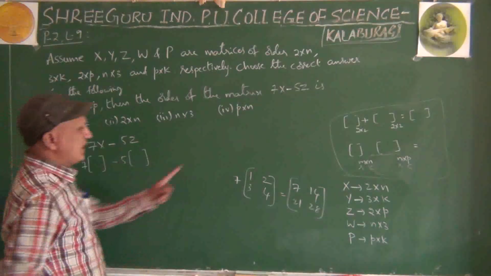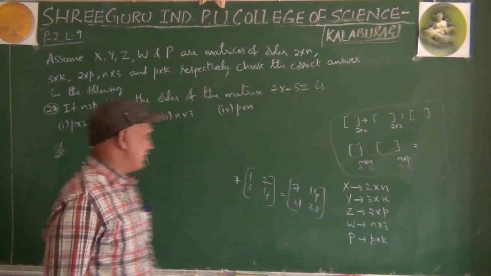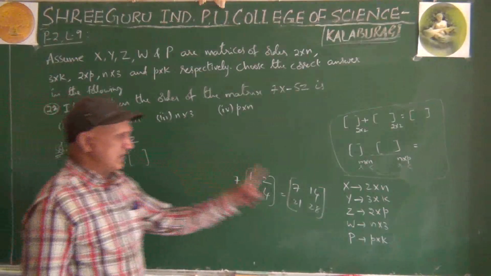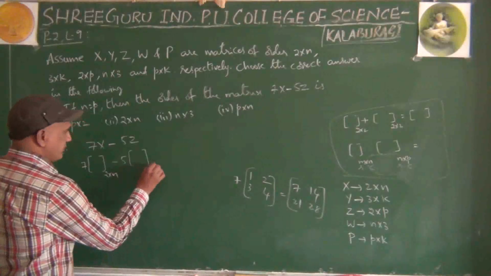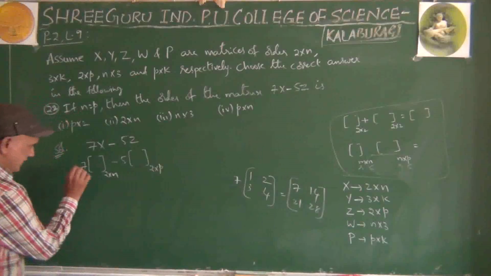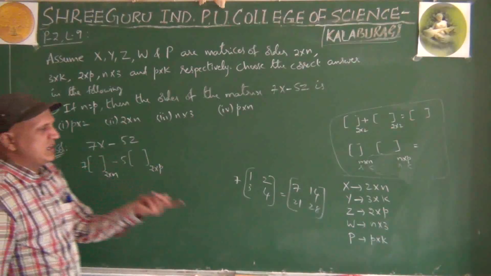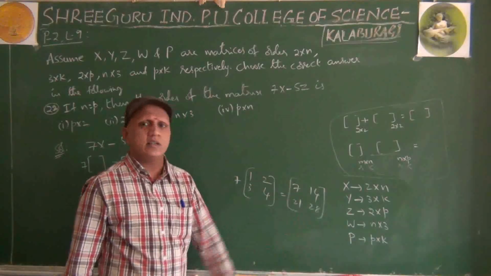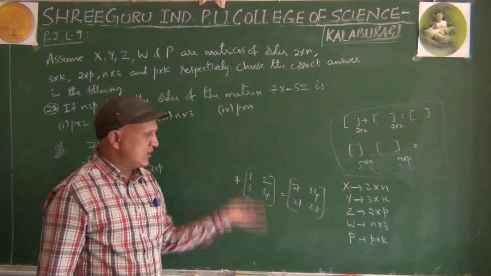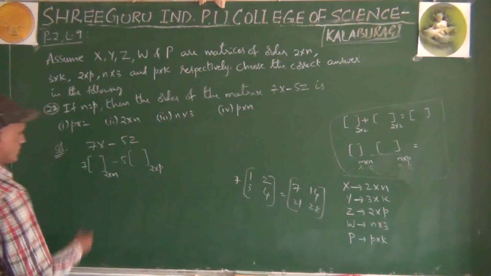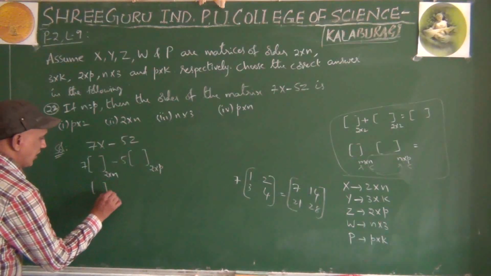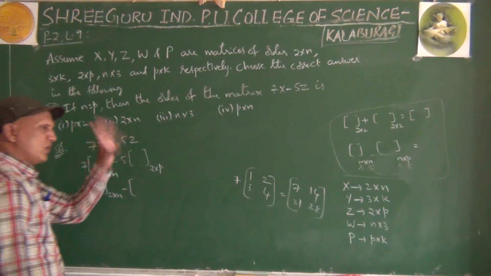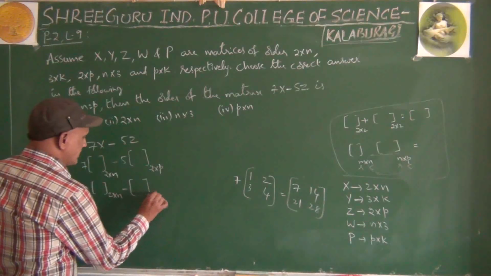What is the order for capital X? 2 by n. Order for Z is 2 by p. After multiplying with 7, no change in order. After multiplying a matrix with 7, the number of rows and the number of columns will be the same, so no change in the order. Multiply with 5, no change in the order. Order will not change.